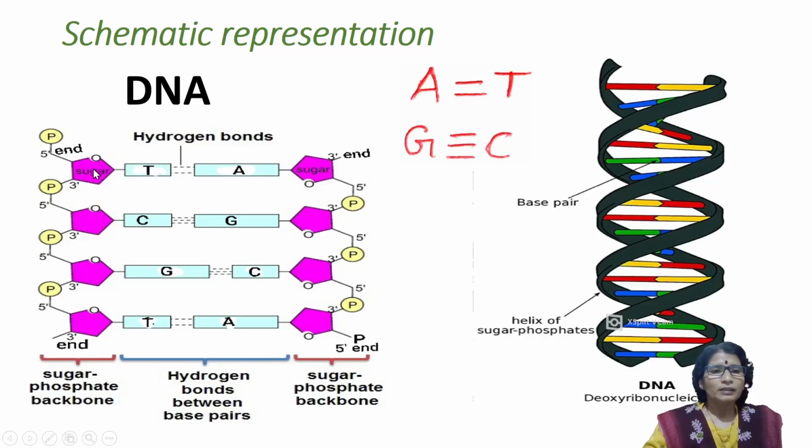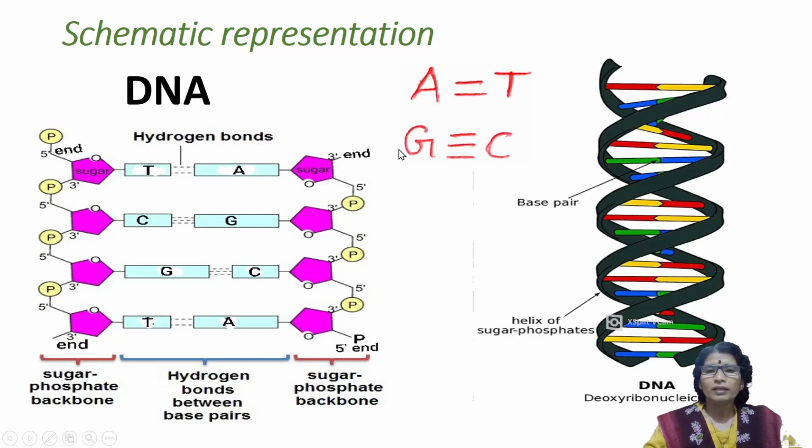Here this is the sugar molecule, this is the first carbon. Always the nitrogen base is attached to the first carbon of the sugar molecule. This is the first carbon, this is the first carbon. In this way it continues. And here also this is the first carbon, to this first carbon a nitrogen base is attached. In DNA, how many nitrogen bases are present? 4 nitrogen bases are present.